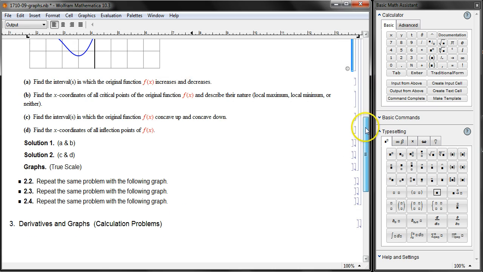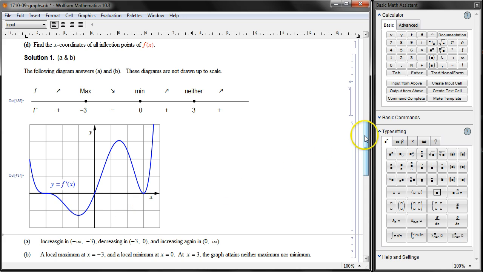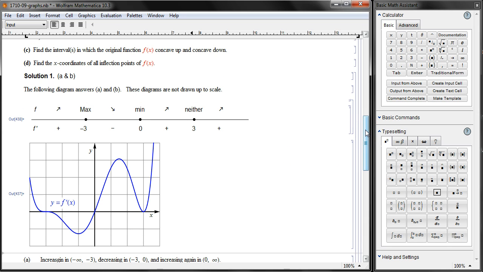Let's have a little bit of review nonetheless. Here we go. From the graph, we take the zeros of the derivative function. X equals -3 right here, x equals 0, and x equals 3. Those are the critical numbers, or the x-coordinates of the critical points. Not these points. No, not those points either. Here, the graph hits the x-axis. Here, and also here. Those are the critical numbers.